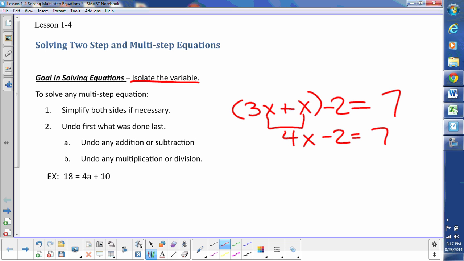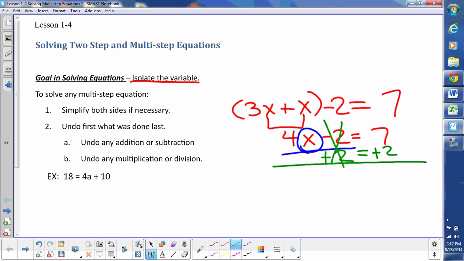The second step is to undo first what was done last. Remember order of operations? We're going to use the order of operations in reverse. First, I'll locate my variable x. I will look at the operations performed on the x. So on the left-hand side of the equation, we have subtraction and we have multiplication. Subtraction is the last operation that was performed on the variable. It will be the first operation that I undo. I will add 2 to each side. When I add 2 to each side, that leaves me with 4x equals 9.